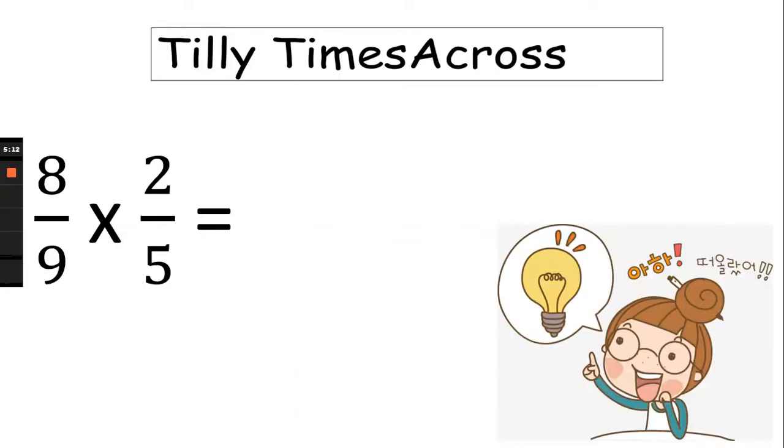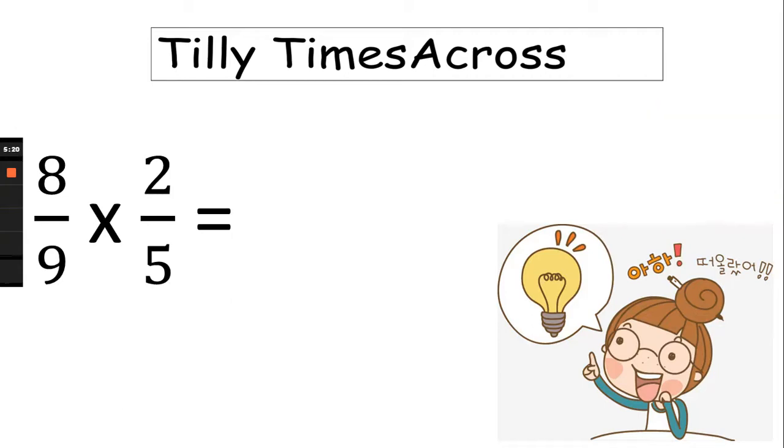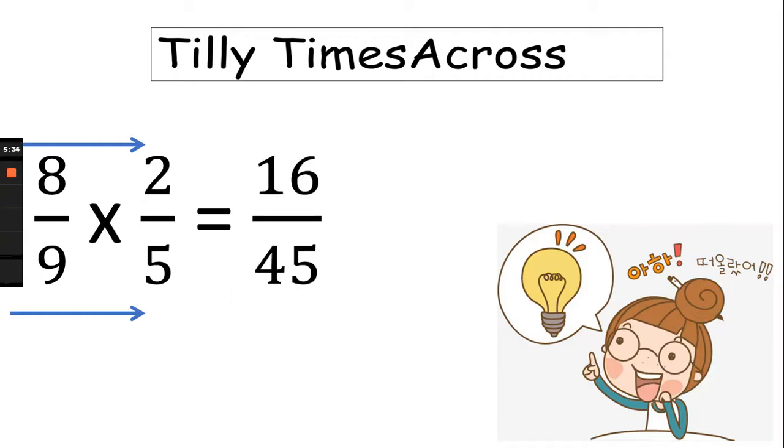Great job, Year 6. Time for Tilly Times Across. Pause the video and multiply these fractions. Okay, let's see how you got on. We're going to multiply these fractions by multiplying the numerators together and then multiplying the denominators together. 8 times 2 and then 9 times 5. That gives me 16/45. Well done if you got that one.